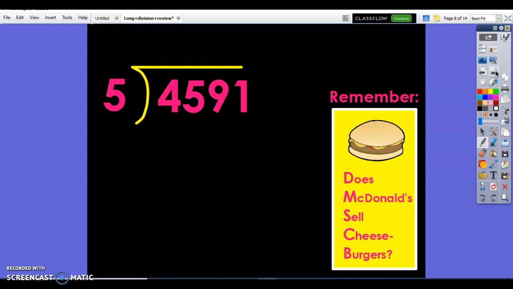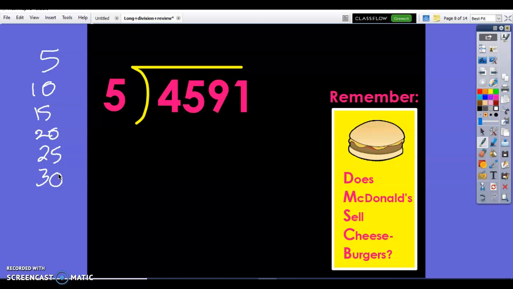Here we have 4,591 divided by 5. Check and make sure that you put your multiples of 5. Those are easy. I'm not going to take time to write them down. You should already have them memorized. But if you need to, remember they're 5, 10, 15, 20, 25, 30, and so on. Okay, 5 can't divide into 4. So make sure you don't skip that step.